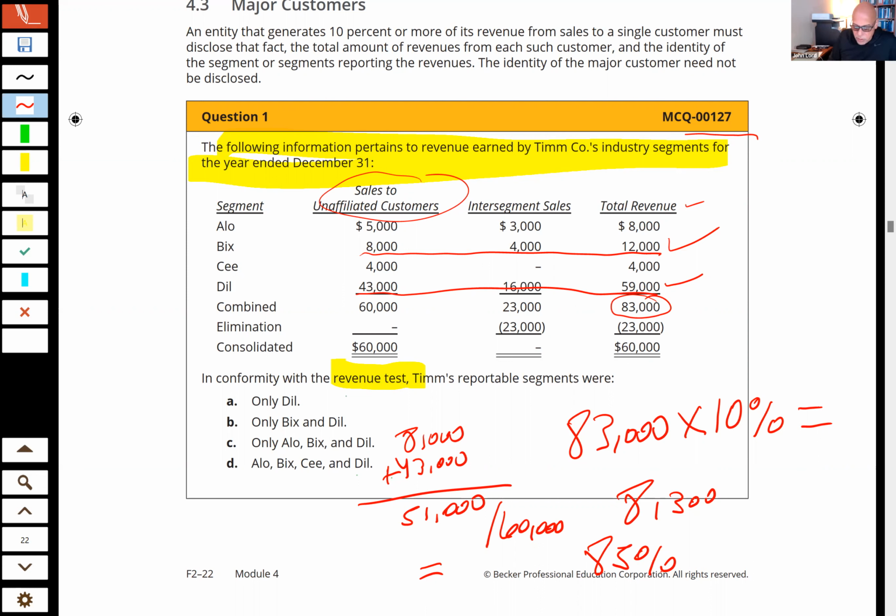So the answer here is what? The answer here is BIX and DIL. Okay, and I think that's how most questions would go, where they're having you do the 10%. Unfortunately, you're going to have to do that extra step to make sure you have enough segments. I think in most cases that will be the case, and they won't have you then going back and saying, okay, well, which segment should I add to bring me over the 75%? Because you could include 2, 1, and it starts to get hard to write a question that really does that.